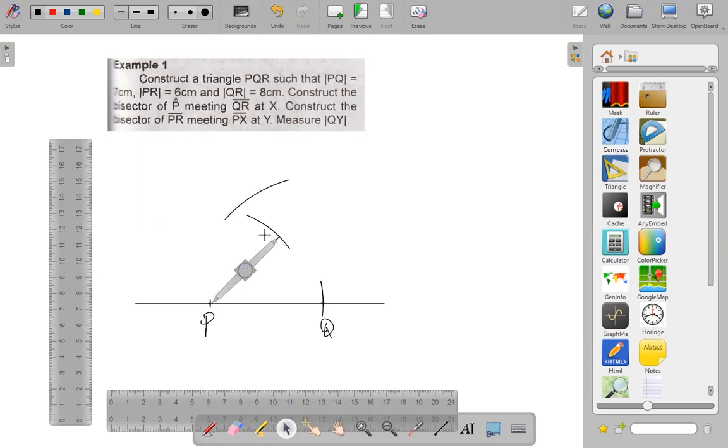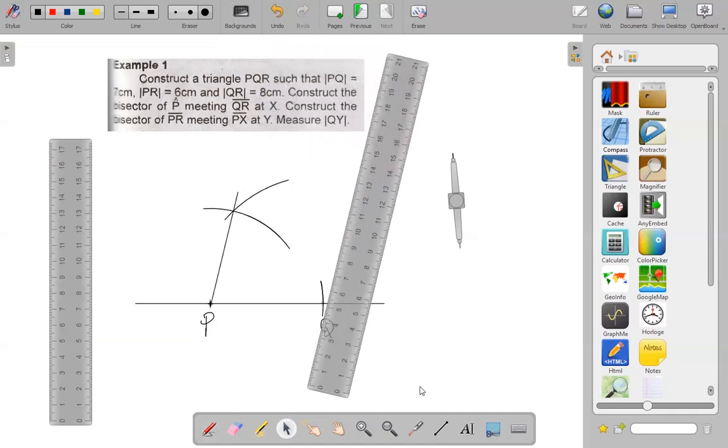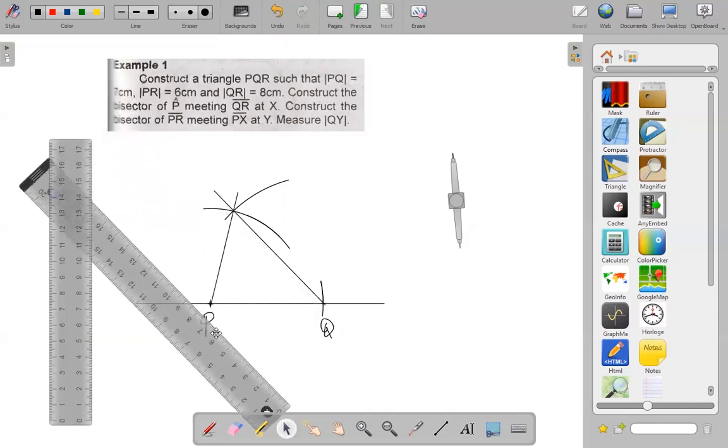So we're going to extend this arc so that I can cut the other arc. You can see, where these two arcs meet, we're going to use a ruler to connect it to this line. Okay, that is it. We also connect this to this point to complete a triangle. Very good. That is it right there. So that is how to construct a triangle using instructions given like this.